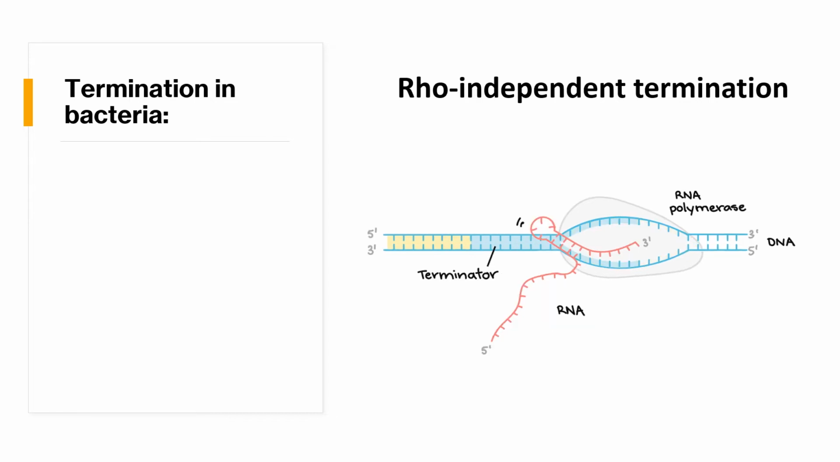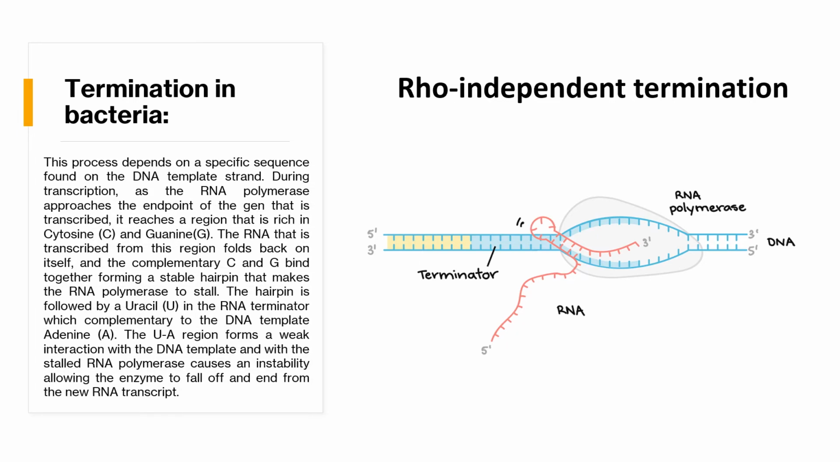The second type of termination in bacteria is Rho-independent termination. This process depends on a specific sequence found on the DNA template strand during transcription. As the RNA polymerase approaches the end point of the gene that is transcribed, it reaches a region that is rich in cytosine and guanine. RNA that is transcribed from this region folds back on itself and complementary C and G bind together, forming a stable hairpin that makes the RNA polymerase stall.